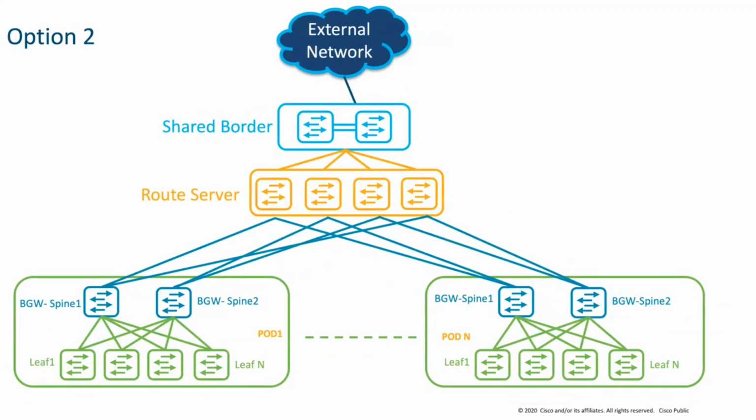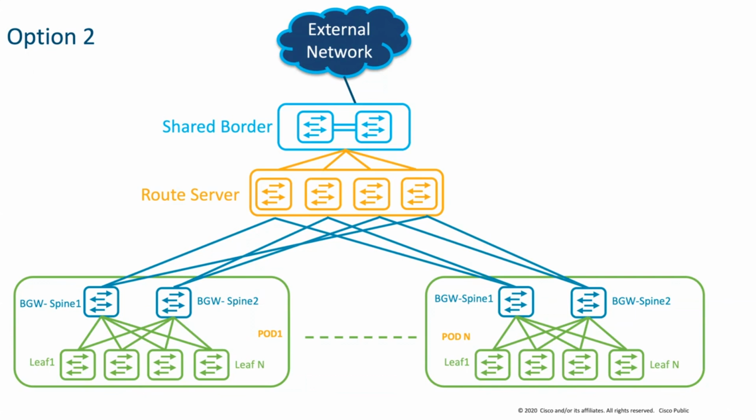The most common design is this kind of a design where you still have a leaf. Border gateway can be on the spine or a separate 2 switches. It can be this way, but most customers really do border gateway on the spine itself. And then you have a route server layer. This can be 2 switches, 4 switches, depending on how much traffic and how much bandwidth you need between the different fabrics, between your rows, for example. And then this route server is connected to the share border.